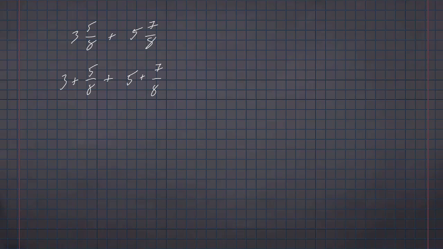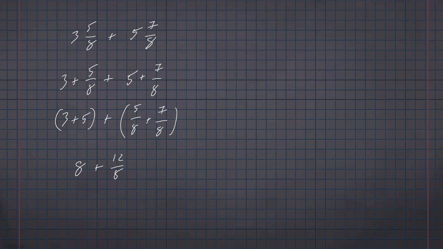And because this is all addition, we have the commutative and associative properties of addition. We can group together the whole parts, 3 plus 5. We can group together the fractional parts, 5/8 plus 7/8. 3 plus 5 is 8. 5 plus 7 is 12. So we get 12 over 8.